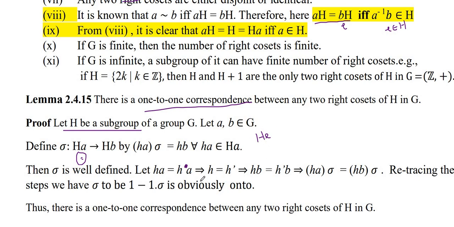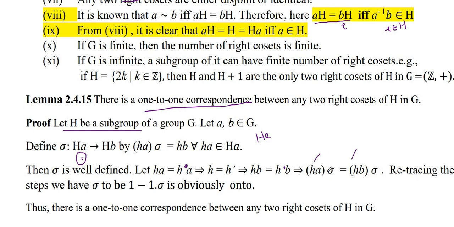So this is an equation which is true in G, in which the right cancellation law is true. So you have this step. And post multiply both sides by B, so you get this, but this is nothing but the image of HA under sigma, and this is nothing but the image of HB under sigma. Now we just retrace the steps so that we can have sigma to be 1-to-1. That is, for 1-to-1, what do we do? We'll assume the images to be equal. We need to prove that the pre-images are equal.